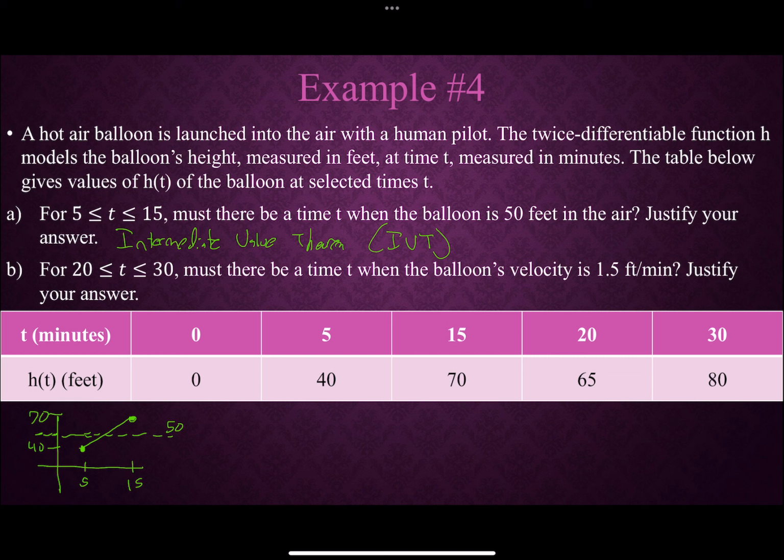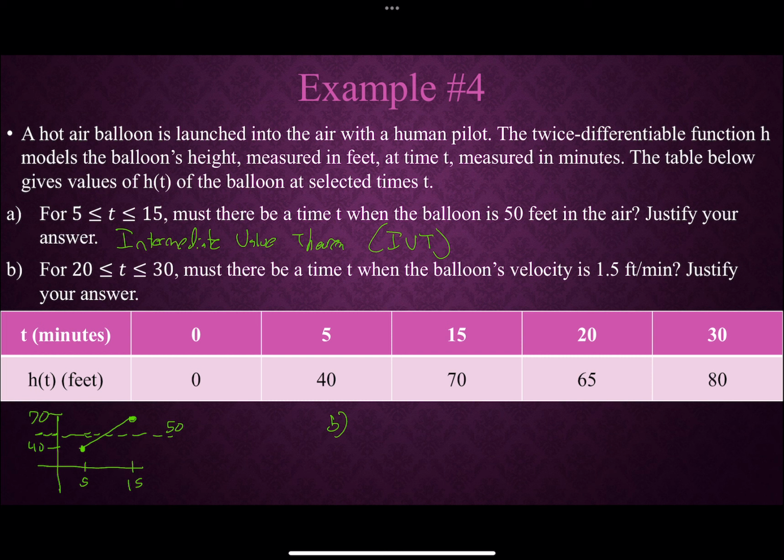Part B is now talking about the mean value theorem, because we're talking about from 20 to 30 when the balloon's velocity is 1.5 feet per minute. It's talking about a rate, which means a derivative, and a derivative is the instantaneous rate of change, compared to the average rate of change. So we look at the interval from 20 to 30.